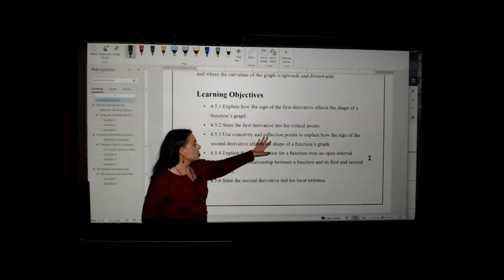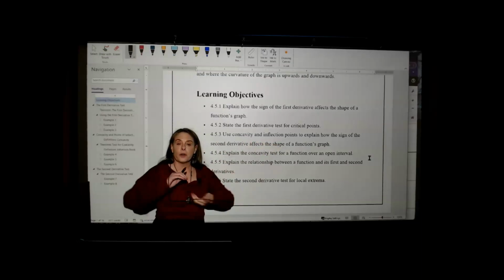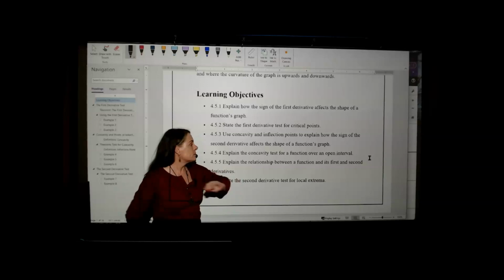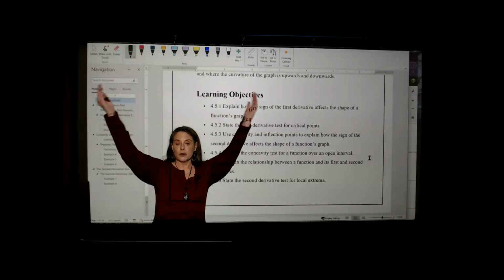The next thing we're going to do is use concavity, the curvature of the graph, and inflection points, where the curvature changes from concave down to concave up, or vice versa, to explain how the sign of the second derivative affects the shape of the graph. We've done this before when we studied position, velocity, acceleration graphs. When we were looking at it, we noticed that when it was concave up, the acceleration was positive. Acceleration is the second derivative. That's right. The sign of the second derivative will tell you whether the function is concave down or concave up.